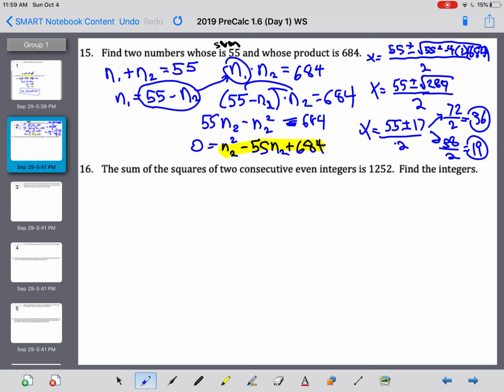Number 16: the sum of the squares of two consecutive even integers is 1,252. Find the integers. Again, consecutive even integers, I can write that as n and n plus 2. So if I take this and square it, plus this and square it, the sum is 1252. I'm going to rewrite this and expand this out.